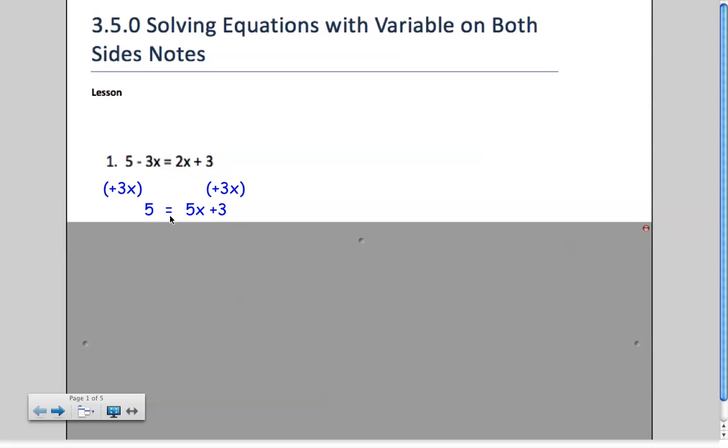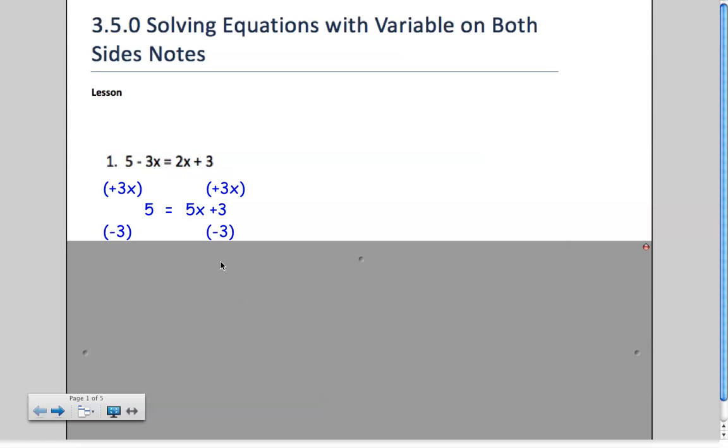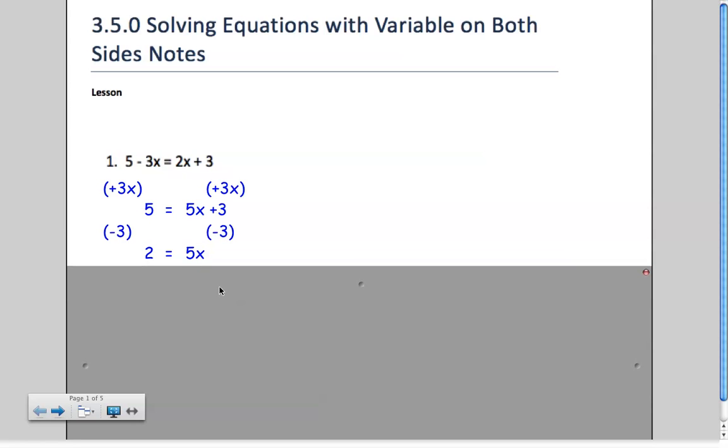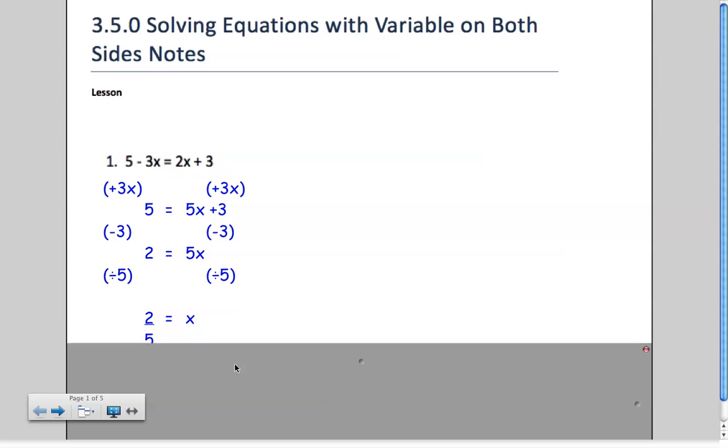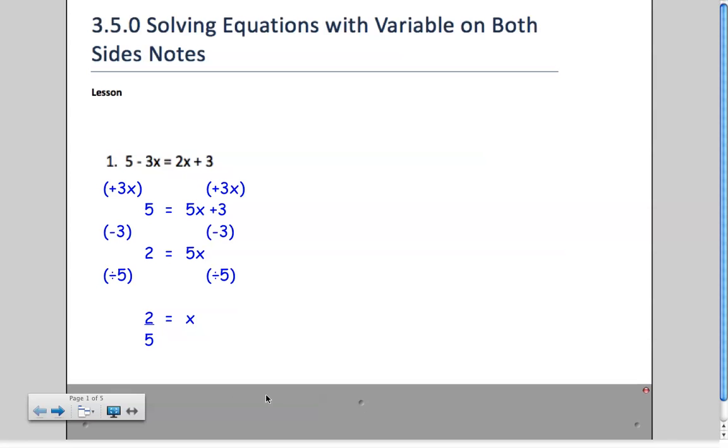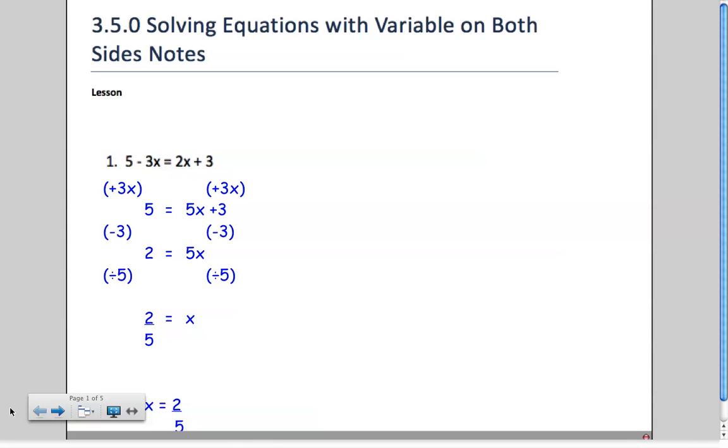We get 5 and 5x plus 3. Now I'm going to subtract 3 to make x the subject, to isolate x. Gives us 5 minus 3 is 2, and subtract the 3 from here, we get 5x. Now I'm going to divide both sides by 5 to eliminate the 5, and that gives us 2 over 5, and we just write it neatly as x equals 2 over 5. You can change that into a decimal, but that is an optional step. That would be 0.4.